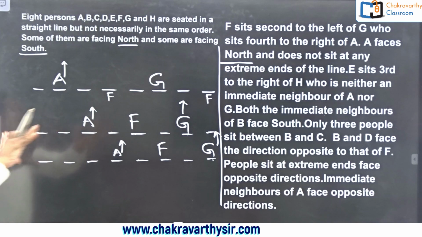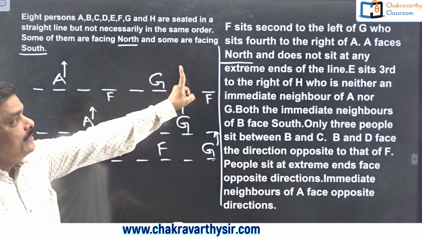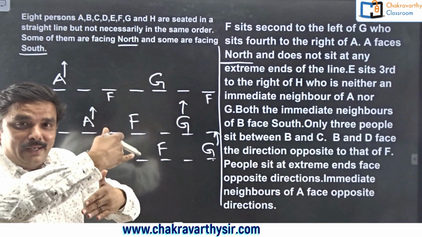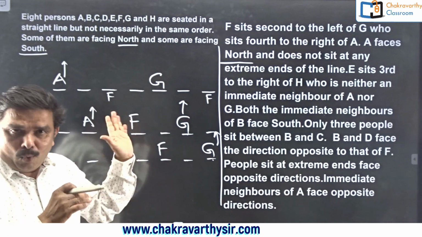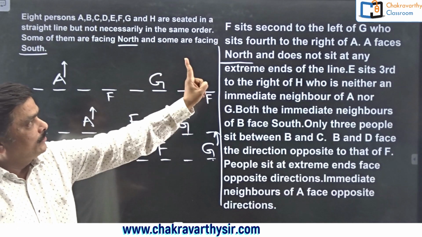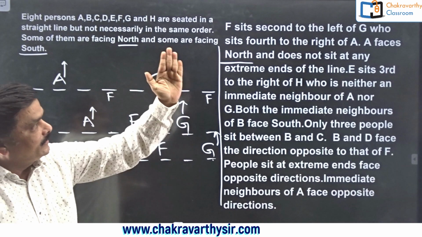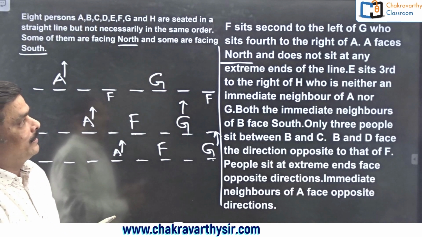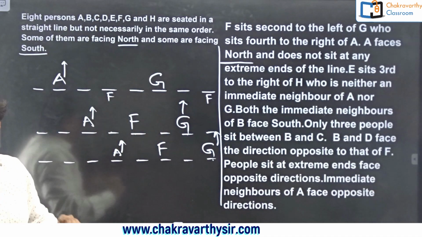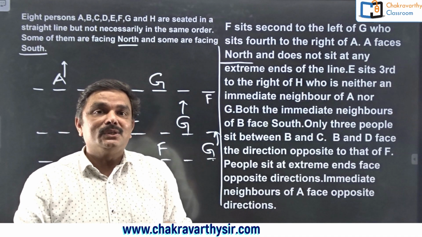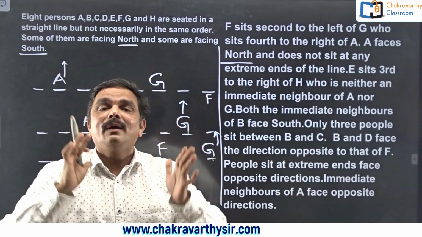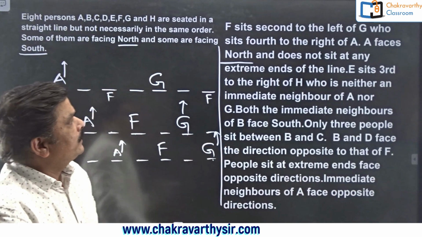This is the way, students, to start the question. Squeeze out the information. See what best I can do. Is there any other thing that I can squeeze out more than this one? Just go for this. F sits second to the left of G. Who sits fourth to the right of A? A faces north and does not sit at any extreme ends of the line. I have completely utilized this information. In your practice sessions, you have to see in this way. Did I squeeze out the information or not? You have to think in this way. Alright, now go for the next information here.